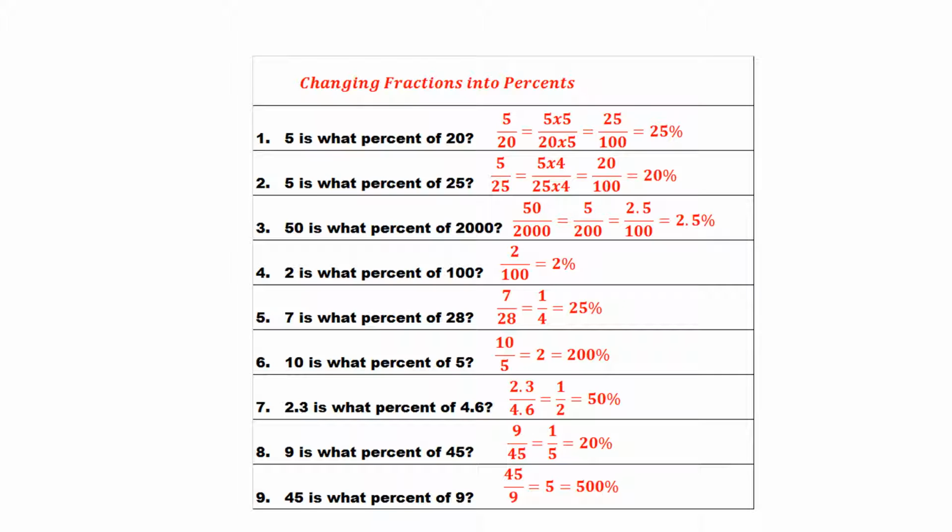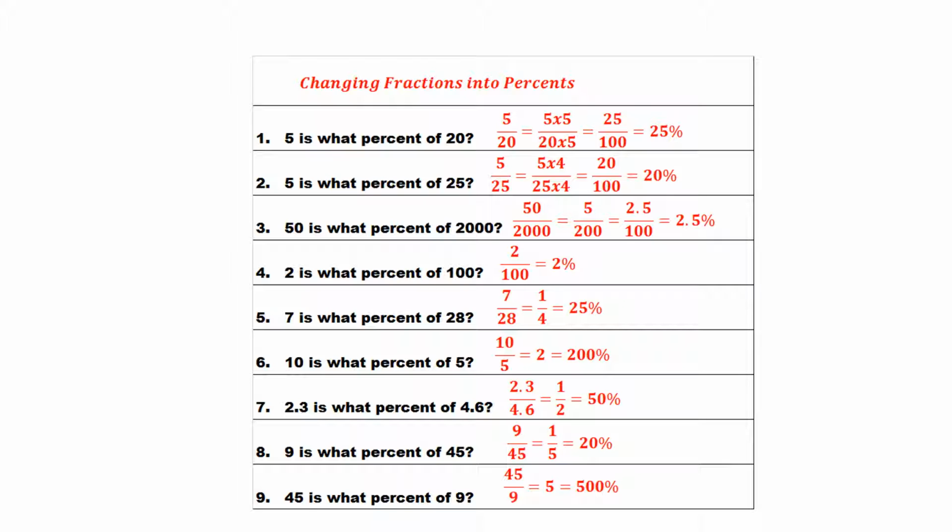2 times 2.3 is 4.6. So we could divide the top and the bottom by 2.3, and we get a half. And a half is 50%. And they got 9 over 45. 9 goes into 45 5 times. That's 1/5. And that was like the other problem above.